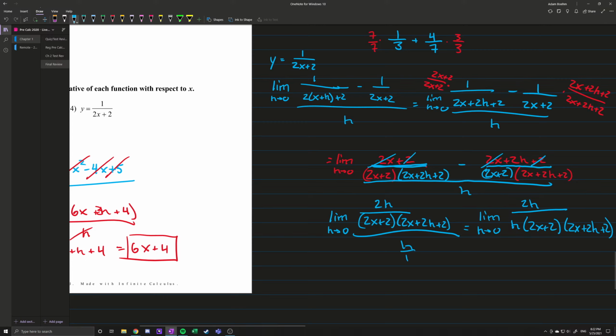And now we can cancel something out, and then things start to click. Cancel out the h's, plug in h equals 0 into what remains, and then this is equal to 2 over 2x plus 2 times 2x plus 2 times 0 plus 2, so just 2x plus 2. And then this is our derivative. That one is a little bit harder, but I wanted you to be able to apply that limit definition of a derivative to a lot of different things.